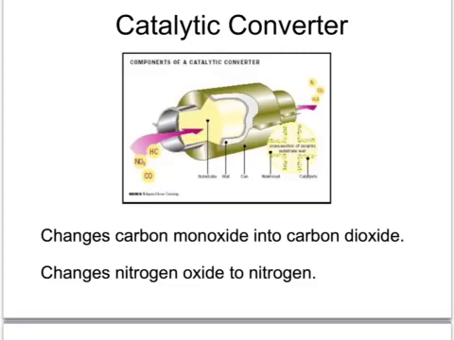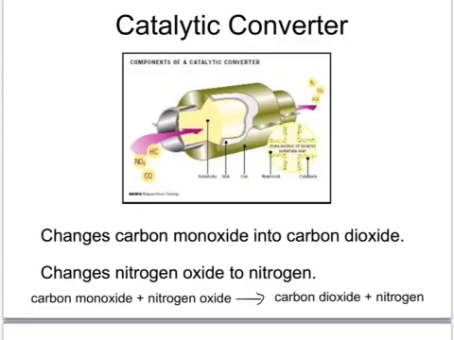The catalytic converter here in the car changes carbon monoxide, that poisonous gas, into carbon dioxide. Now, carbon dioxide is not great news going into the atmosphere because it contributes to global warming, but it's considerably better than the alternative, carbon monoxide. It also changes nitrogen oxide, NO, into nitrogen gas, which, because it's in the air normally, is a good thing. So, carbon monoxide and nitrogen oxide make carbon dioxide and nitrogen. This happens in a catalytic converter on the car exhaust.